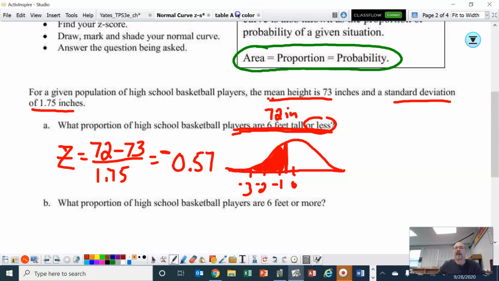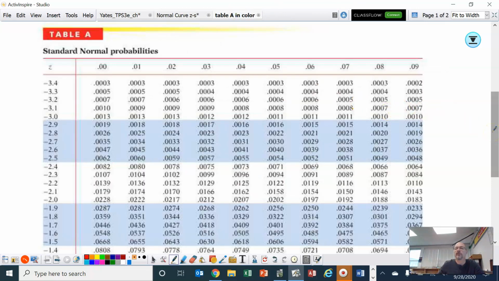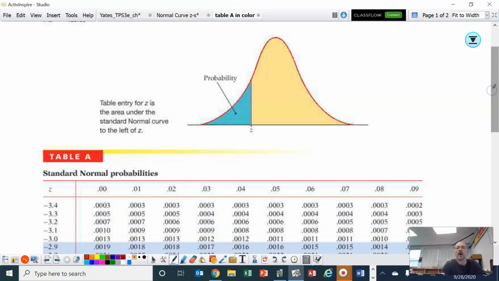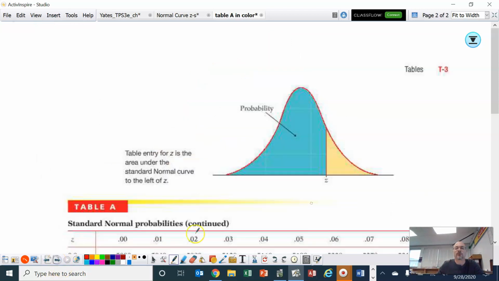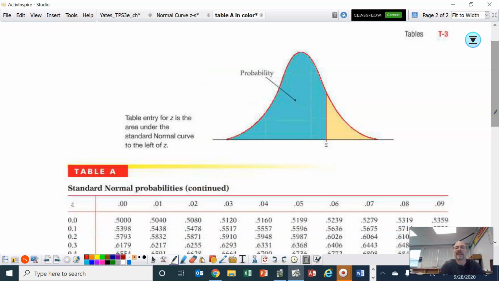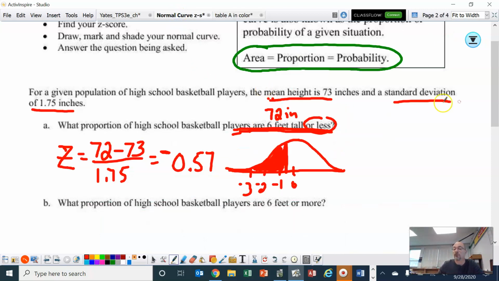Now, this table of values, your Z table, table A, if you recall, gives all values to the left of that z-score. This is the negative side of the table. If I go to the next page, that's the positive side of the table, but it still gives the area to the left of that z-score. That's the only values it will give. It does not give the values to the right of that z-score. It always gives it to the left. So you've got to remember that important fact.